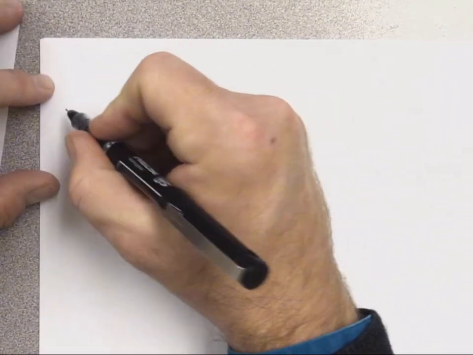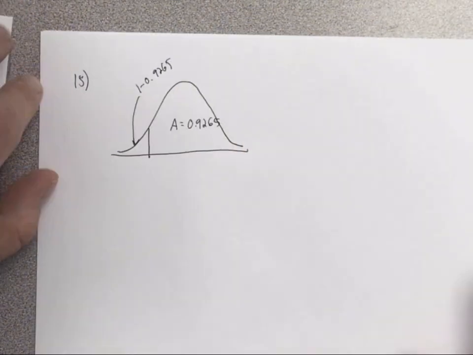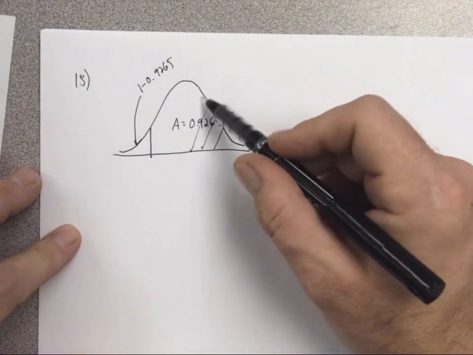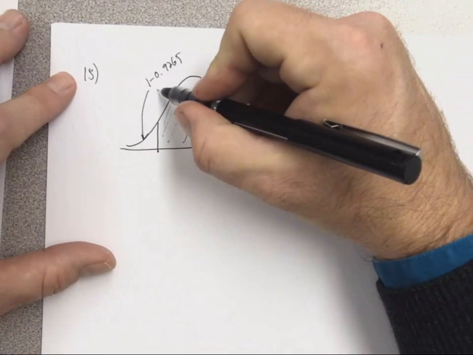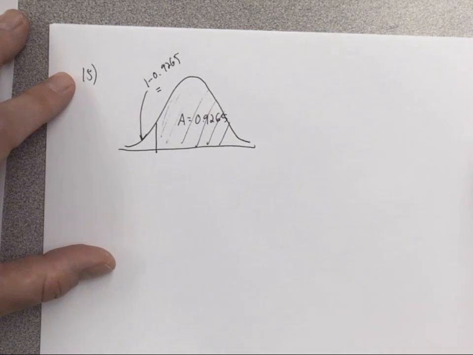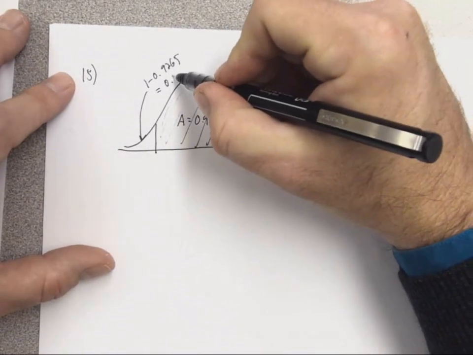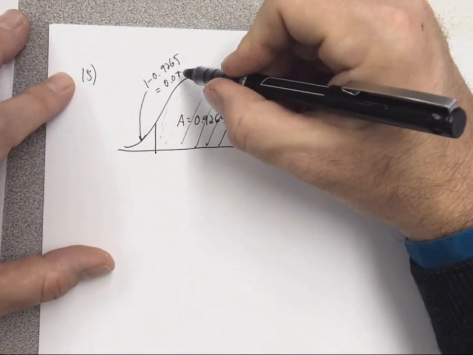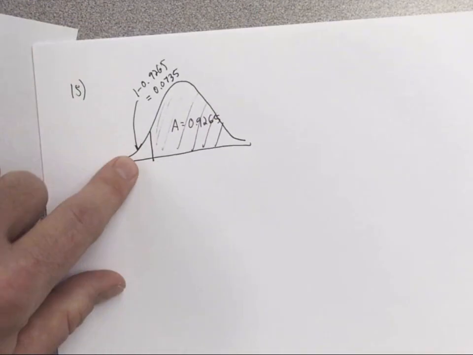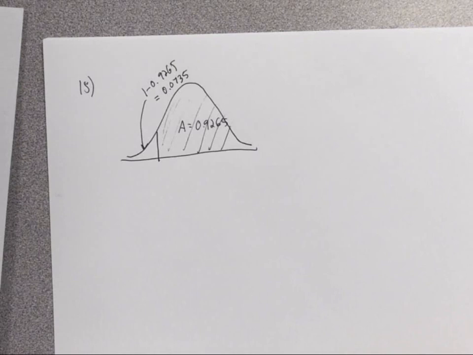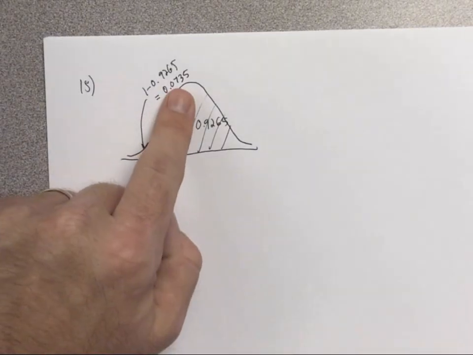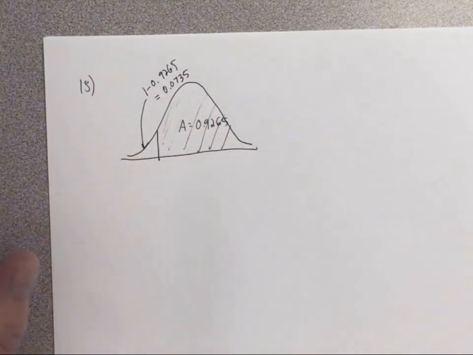So this is number 15. This area right here was 0.9265, and I'm trying to find that area right here, which is going to be 1 minus that. What did you say it was? 0.0735. Cool. So the area in there is 0.0735. So what I'm going to do is look for that number in the body of the table, because remember this is an area.